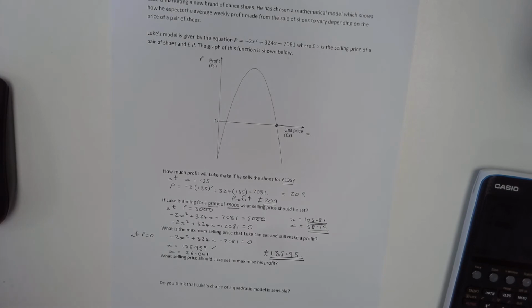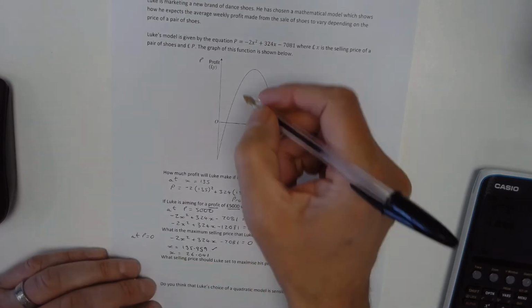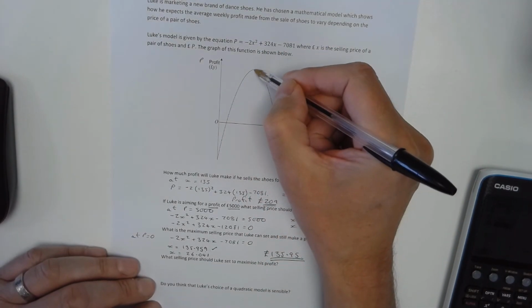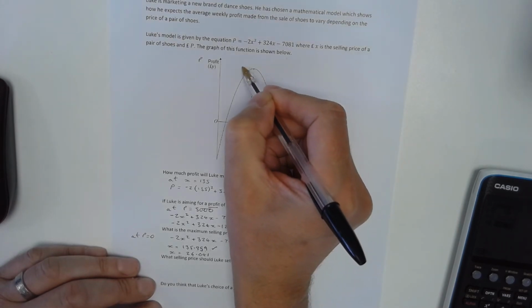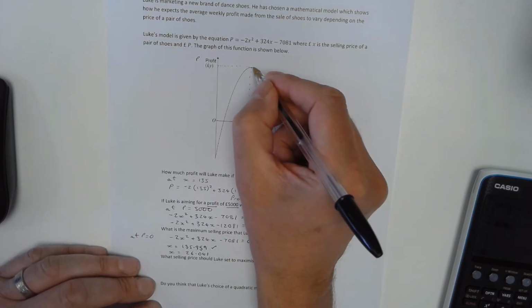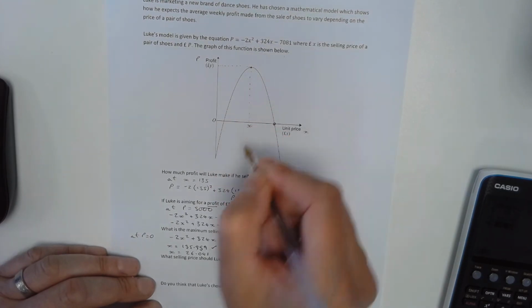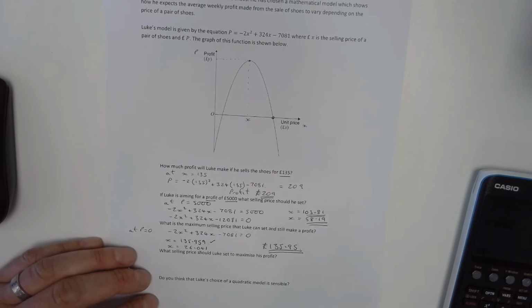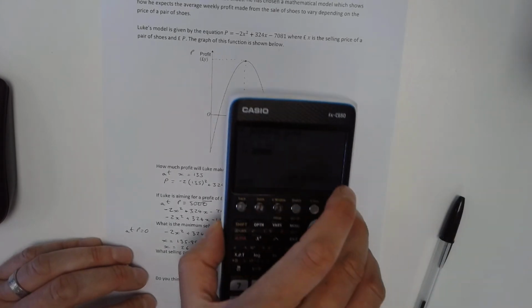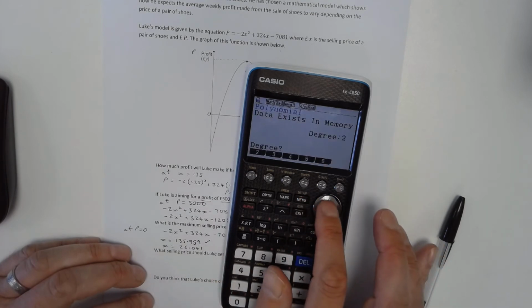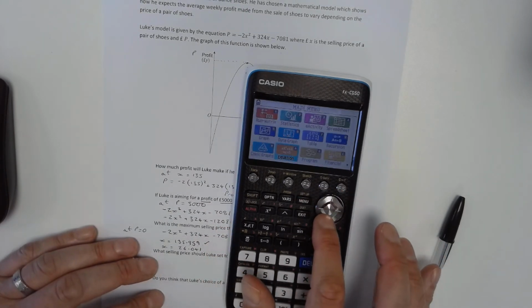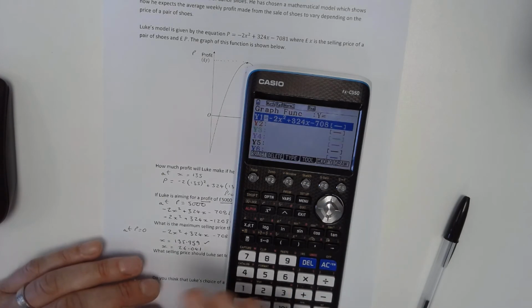What selling price should Luke set to maximize his profit? So what I'm after this time is this value here, this point here, and I'm after that value of x there. And what I'm going to do on this one is simply graph it. I'm going to use my calculator, because I think that's the sensible thing to do in this case.